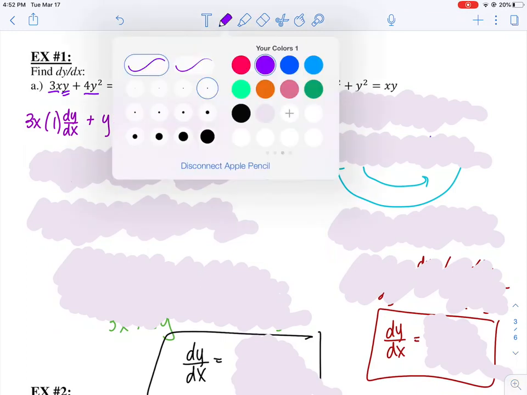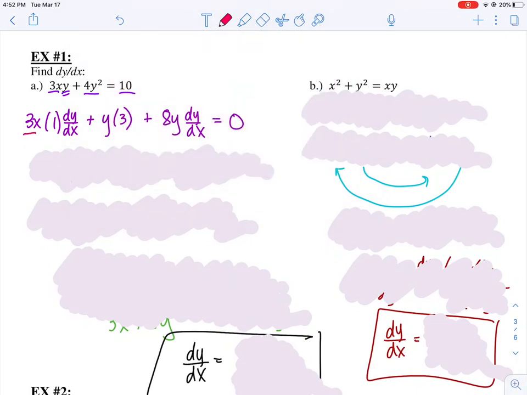Here's what I got. I did the first, 3x, times the derivative of the second, so the derivative of y is 1 with a dy dx, plus the second, that's y, times the derivative of the first, so the derivative of 3x is 3, dx, but those reduced. Now I found the derivative of 4y squared. I got 8y dy over dx because that was the derivative. I found the derivative of y with respect to x.